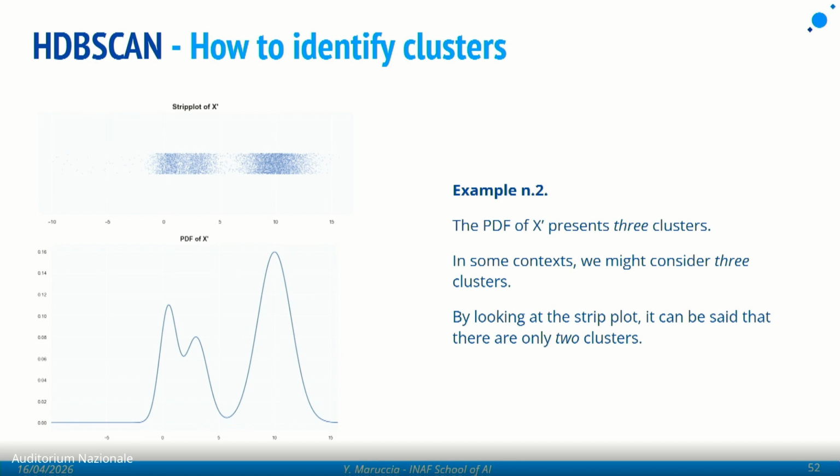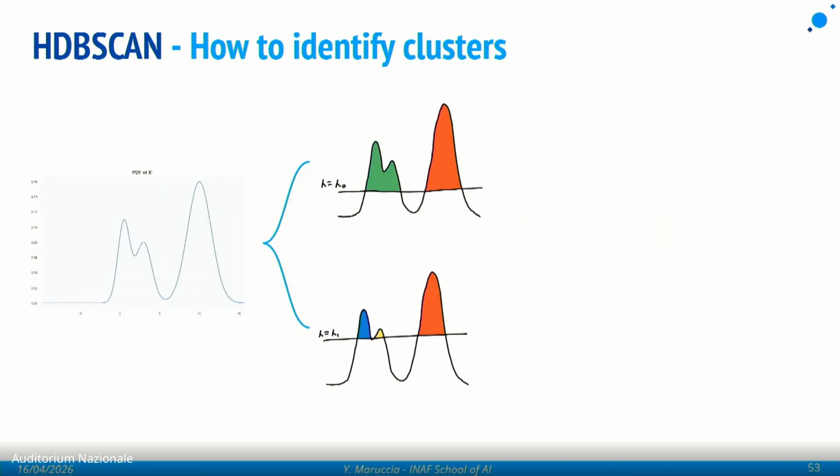This is the problem of the hierarchical clustering, okay? It is very difficult to understand where to cut. But if we do this kind of exercise and we define a threshold here, we can see that if we use a threshold that is very low, we have only 2 clusters, otherwise we have 3 peaks.